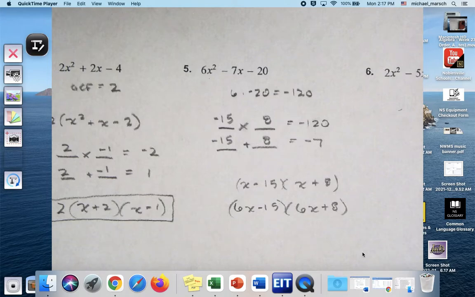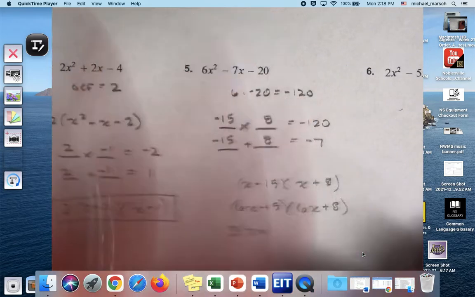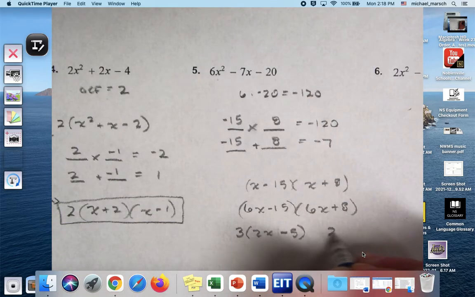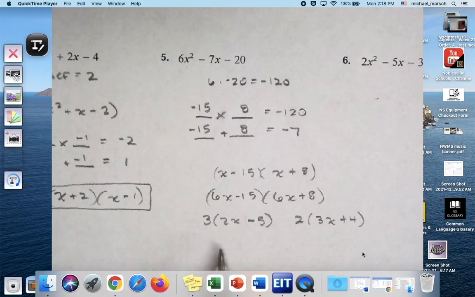We're not done. Okay, so we would look at the quantities and say which one has the greatest common factor, but both of these have greatest common factors. Plot twist. 3 times 2x minus 5. And 2 times 3x plus 4. I know that one group got to this on Friday. I don't remember which one. Was that you? Yep. I knew it was around this area. I just couldn't remember exactly who.